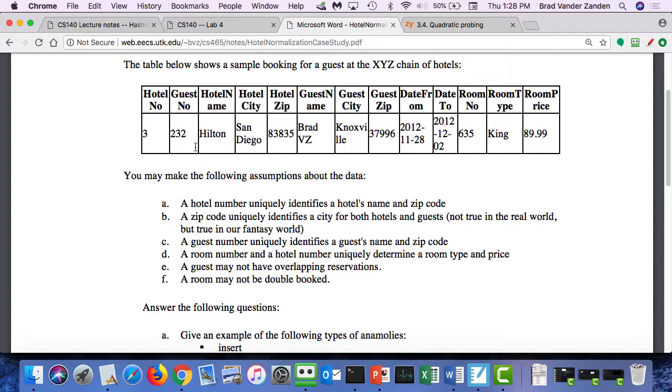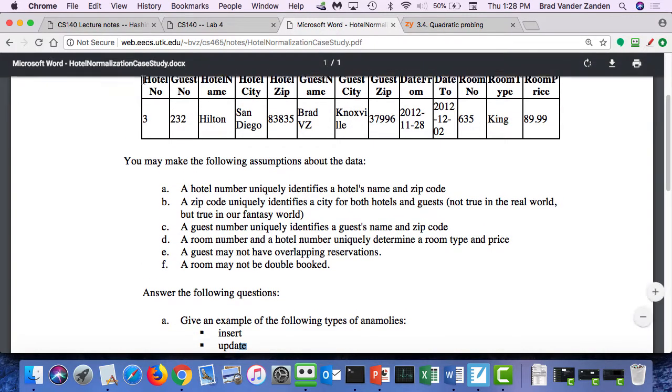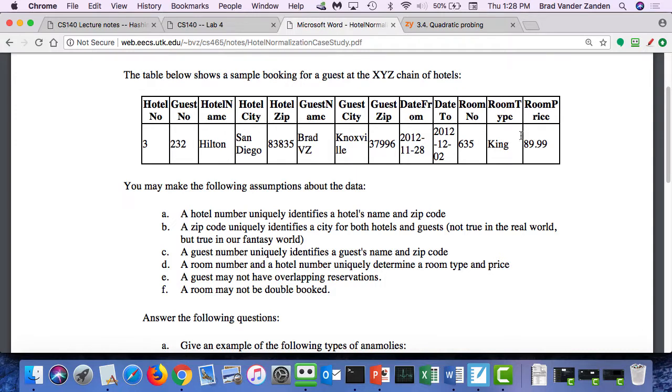Okay? Now, let's tackle update anomalies. Yes? If you had to change the room number, then you also have to go back and change the room type and price. So that is correct, but you just said it in the reverse way. If you change either the room type or the price, you're going to have to change that room type and room price for every instance of that room number.